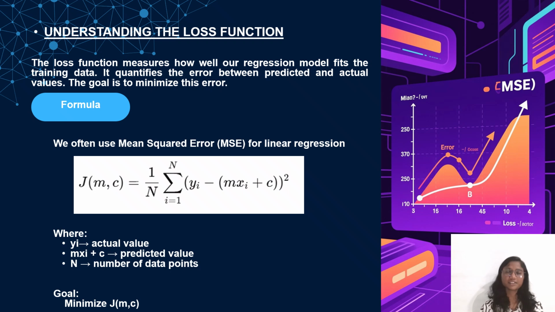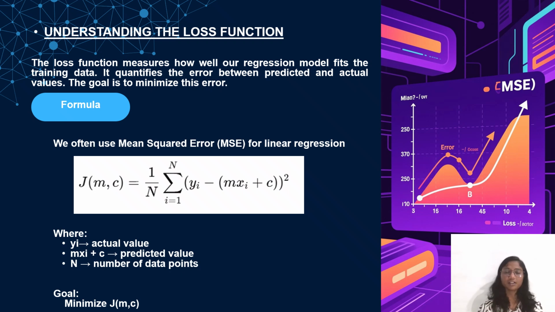Now we will understand what the loss function is. The loss function measures how well our regression model fits the training data. It quantifies the error between predicted and actual values. The goal is to minimize the error. So there is a formula. Generally we use the mean square error for linear regression.